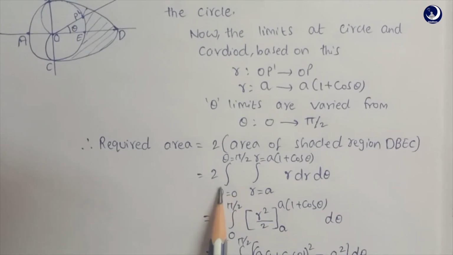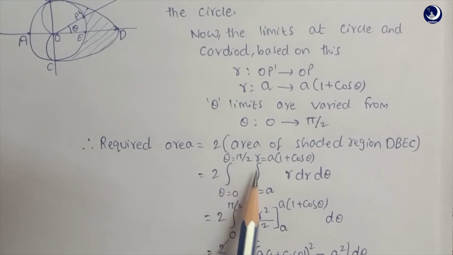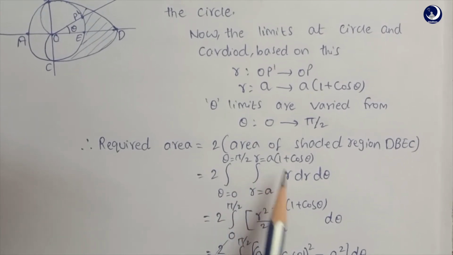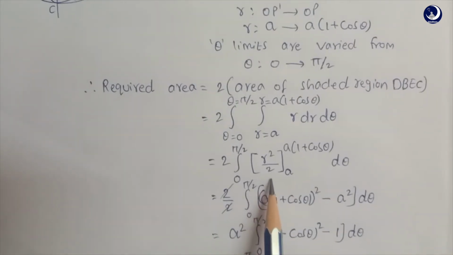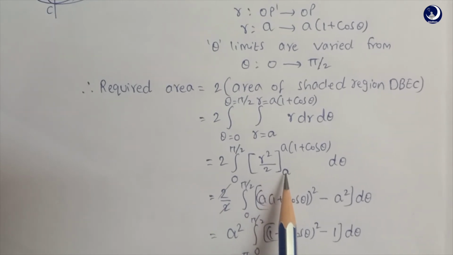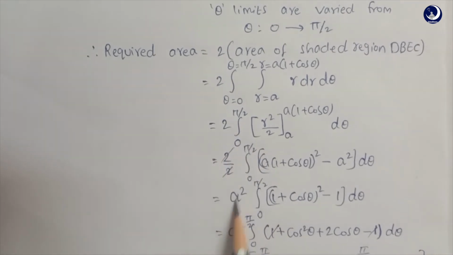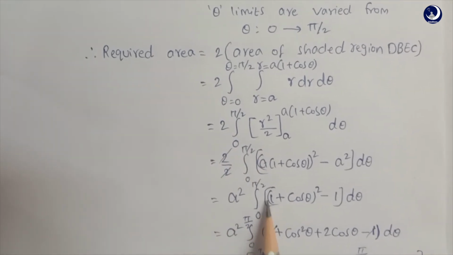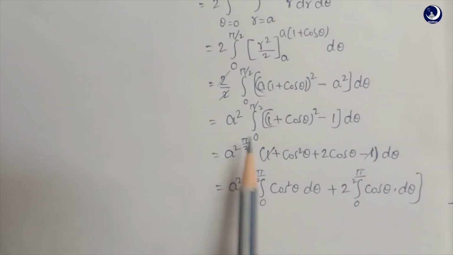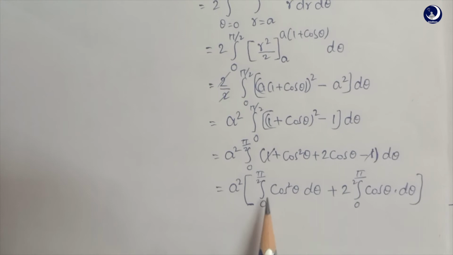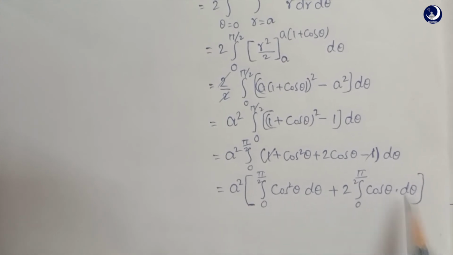So now we apply 2 into integral theta equal to 0 to theta equal to pi by 2, and integral r equal to a to a into 1 plus cos theta, r dr d theta. By solving this we get r square by 2, which is a known formula, x power m plus 1 by m plus 1. By taking out the constants, we get a square into integral 0 to pi by 2 of (1 plus cos theta) whole square minus 1. By solving this we finally get a square into integral 0 to pi by 2 cos square theta d theta plus 2 into integral 0 to pi by 2 cos theta d theta.